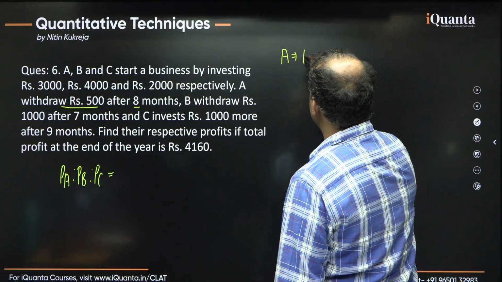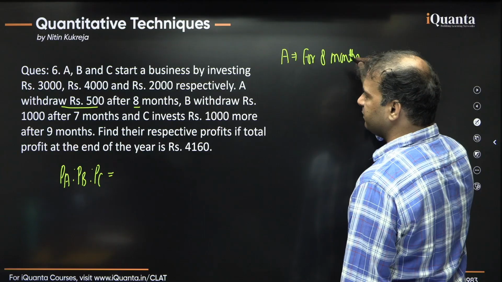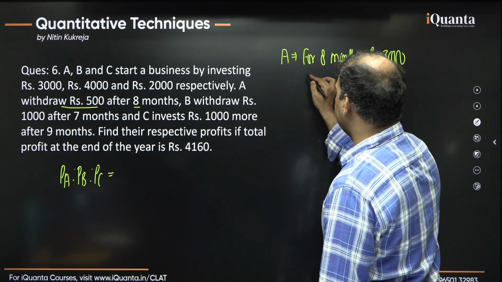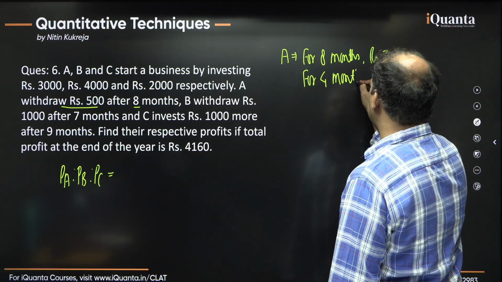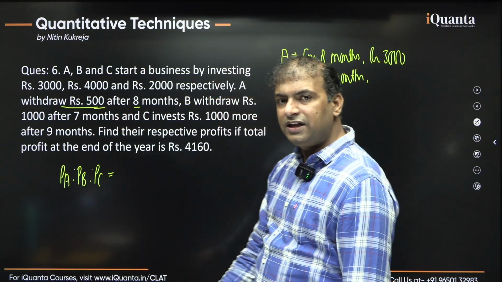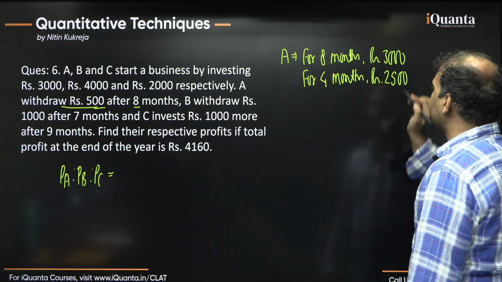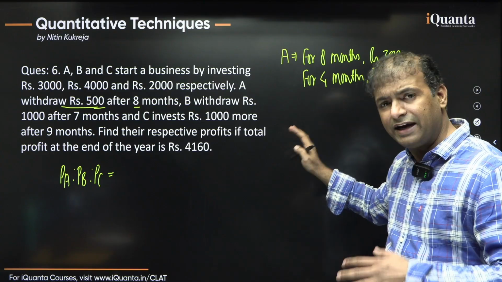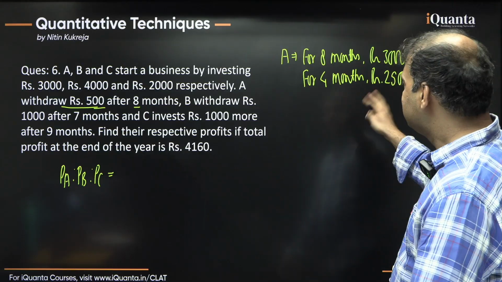For the first 8 months, his investment was rupees 3000. But for the last 4 months, because the total time period is 12 months, 1 year, his investment got reduced by 500. That means now his investment will be 2500, right? In the same way, we can say about B and C as well. I wrote this for A because we are doing something like this for the very first time. A similar thing we can do for B.